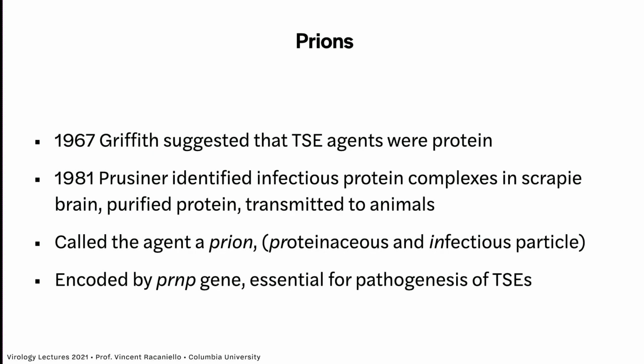So in 1967, a mathematician by the name of Griffith actually suggested that the agents of TSE were protein. He was the first one to do that. And Prusiner took that up. And in 1981, he was able to purify an infectious protein complex in the brain from scrapie sheep. He purified the protein, and he was able to transmit it to animals using the purified protein. And he called this protein a prion. It's a portmanteau of proteinaceous and infectious.